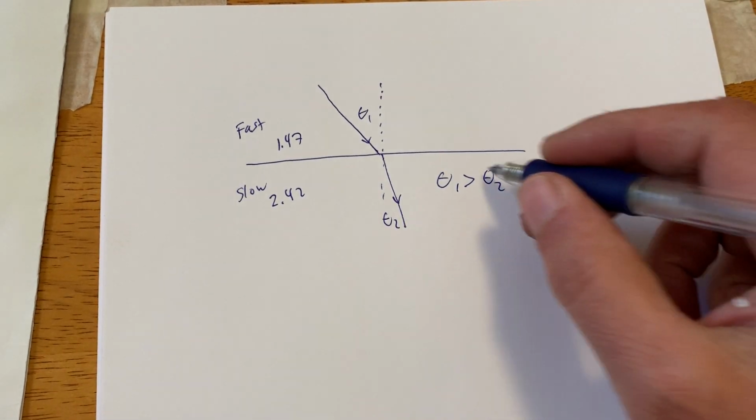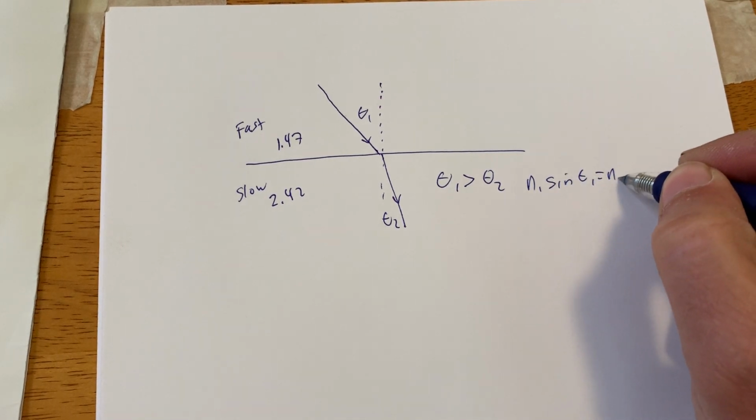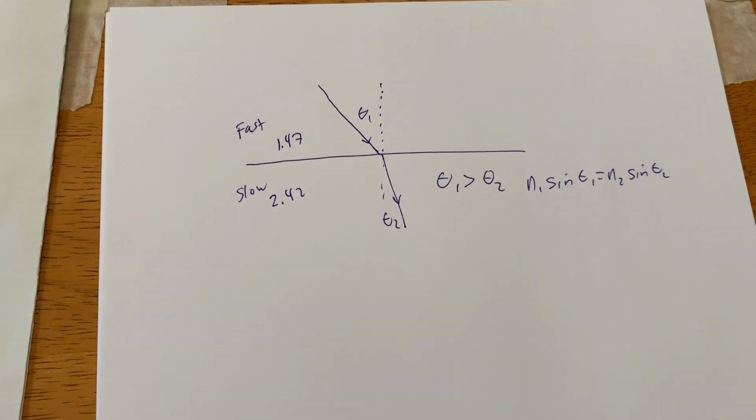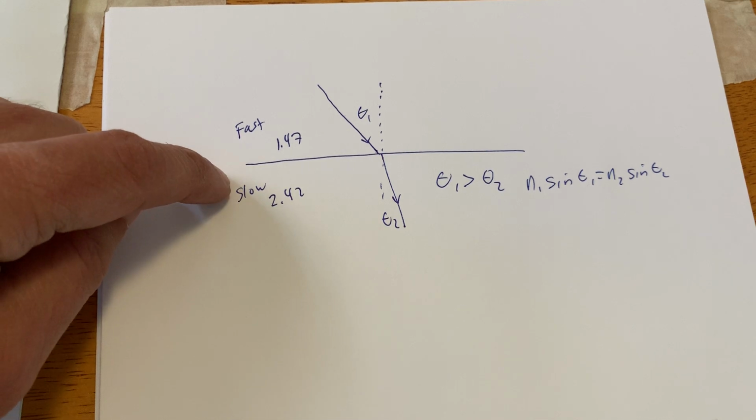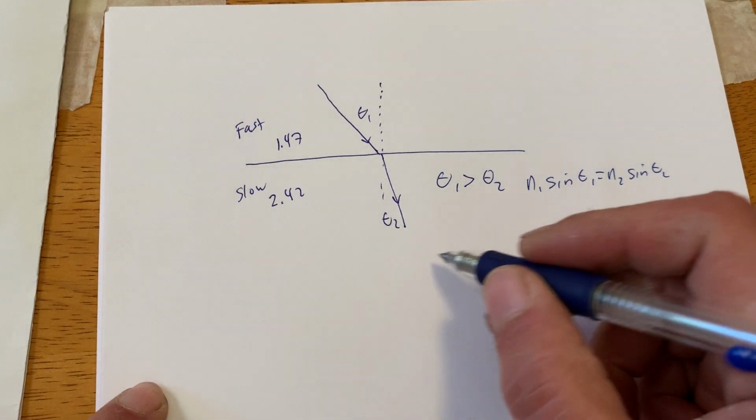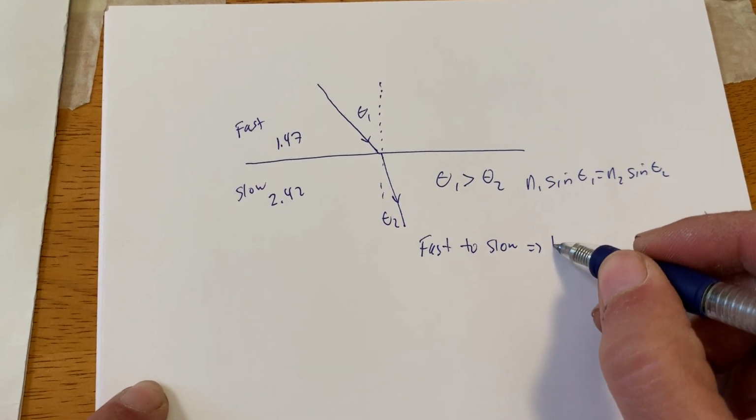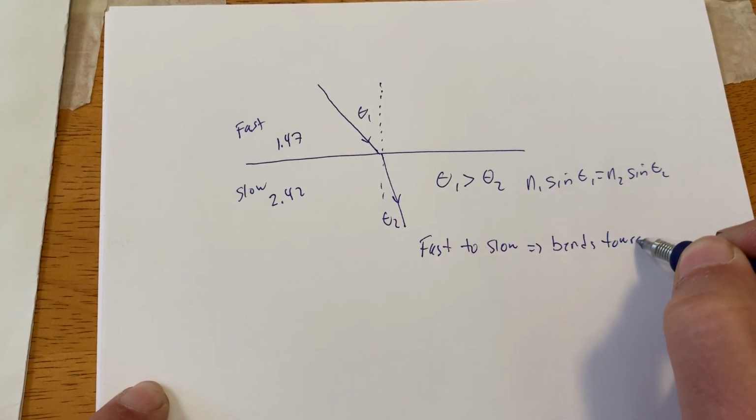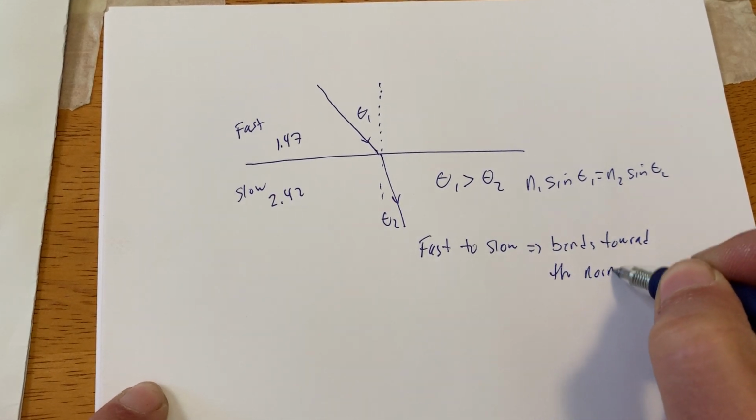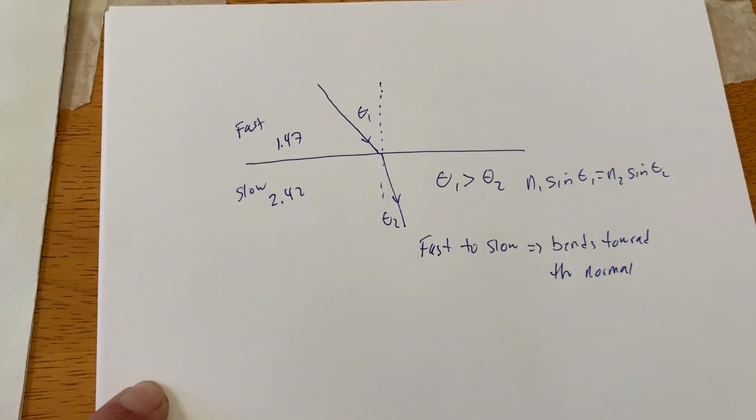How do I find all this information, or how do I find the refracted angle? N1 sine theta 1 is equal to N2 sine theta 2. So this is a typical case from fast to slow. When we go from fast to slow, we say that it bends towards the normal. Why is it bending towards the normal? Because theta 2 is going to be smaller than theta 1. So that's a typical case.